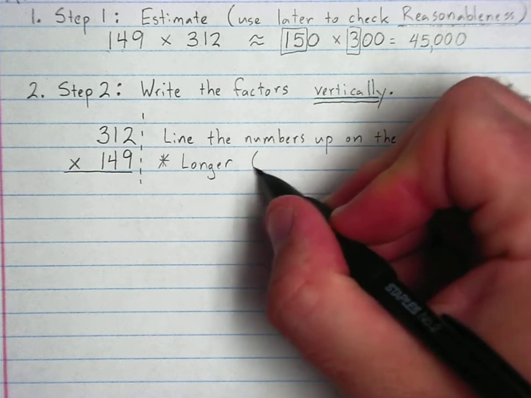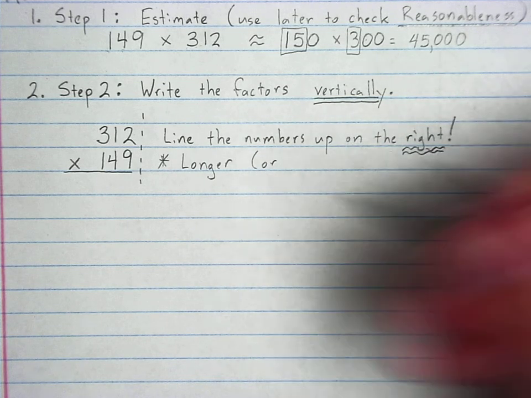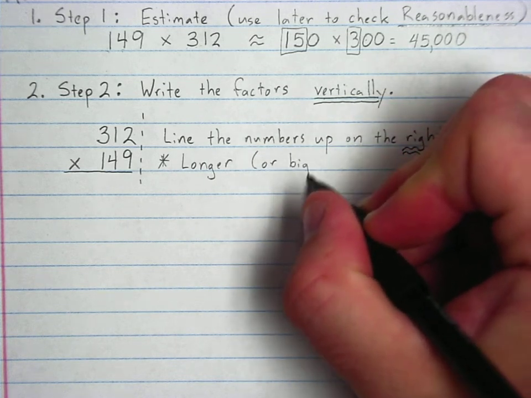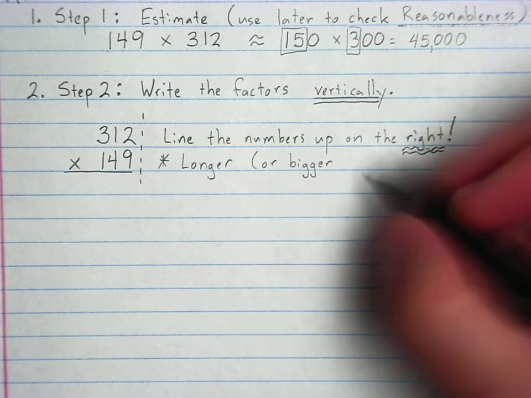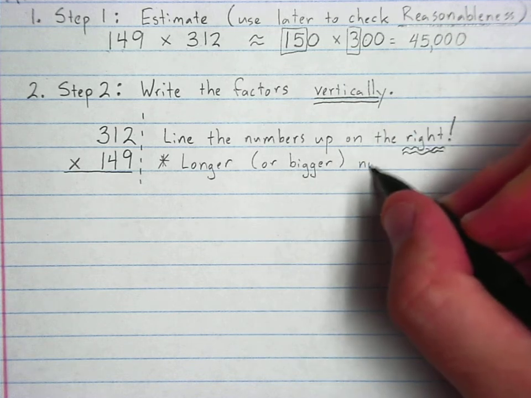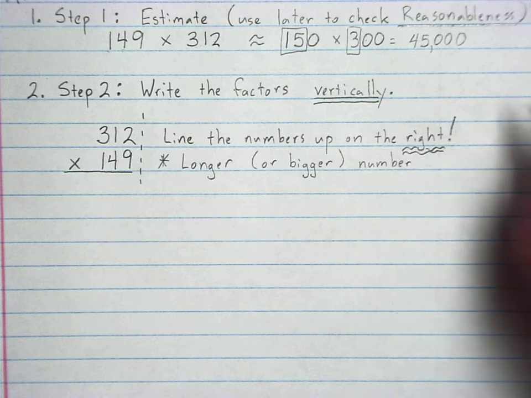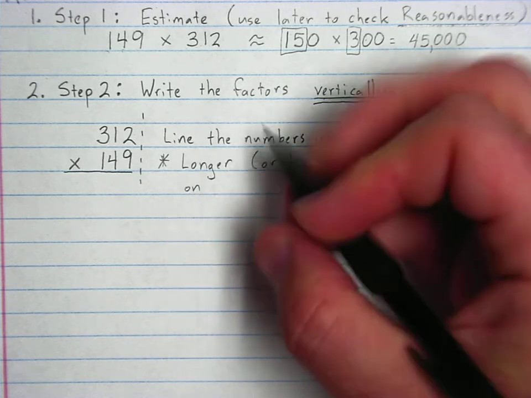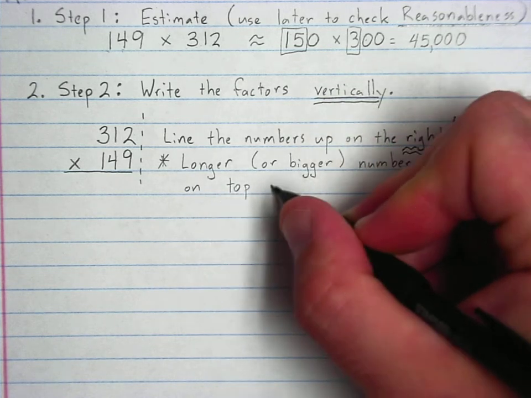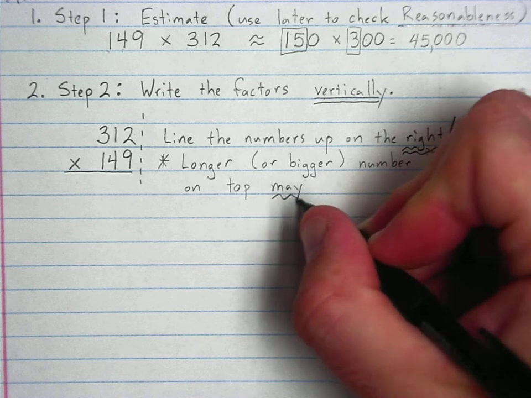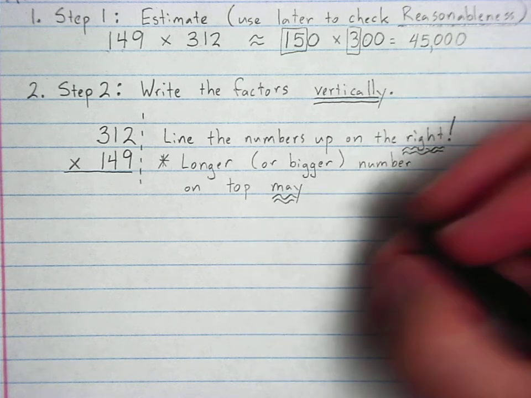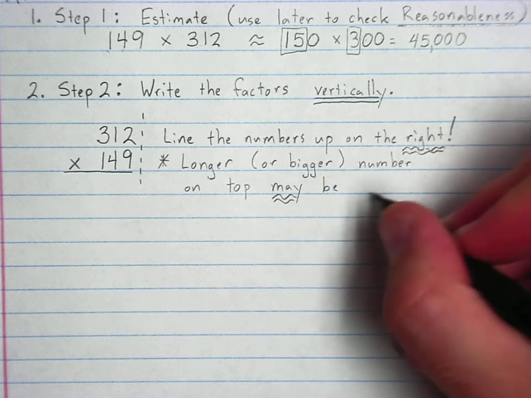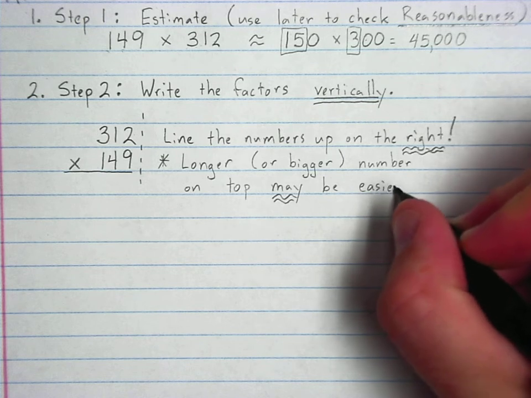Longer, or if there is no number that's longer, if there's one that's just bigger. The longer or bigger number on top may be easier. Again, everybody's different, and there's no rule that says you have to do it this way, but I strongly suggest it.